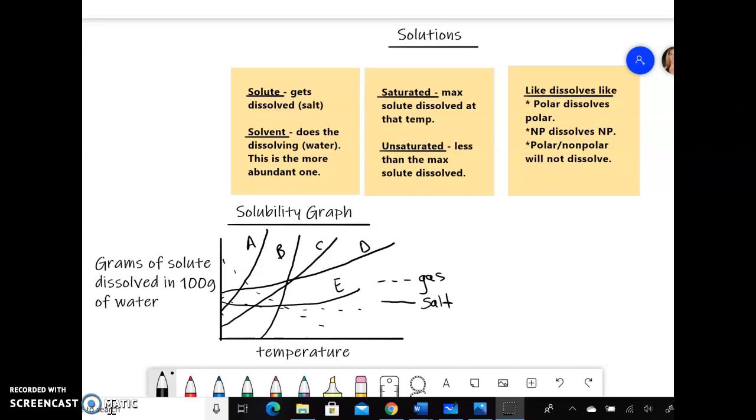And then there's also ionic. Most ionic compounds will dissolve in water, but you would use the solubility rules for those because there are some exceptions. All right, so let's look down here at this solubility graph.